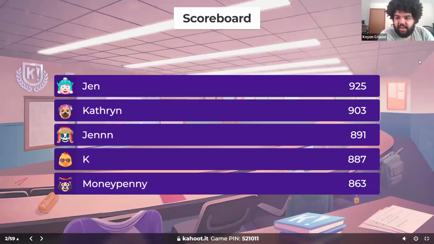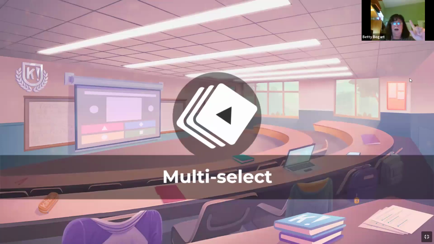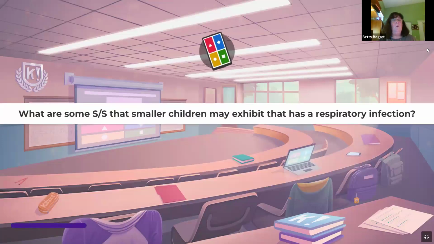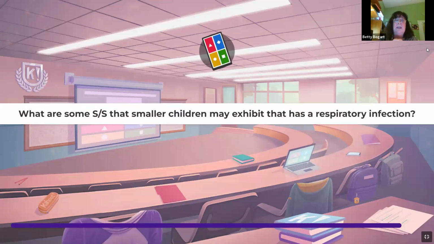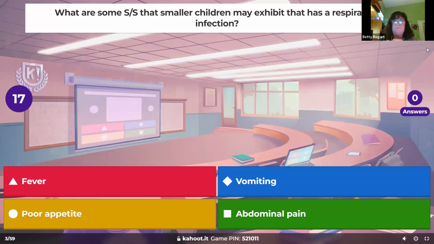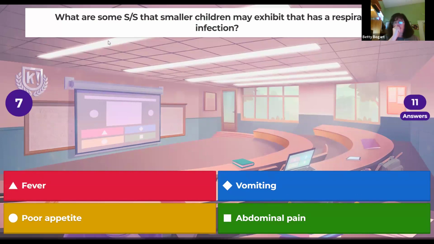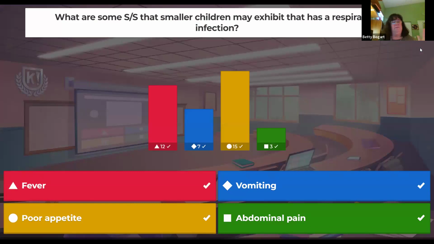I have a question about that. Okay, hold on a second. I'll get to you. Yes. Okay. What are some signs and symptoms that smaller children may exhibit that have a respiratory infection? Kids are everything. Fever, vomiting, not eating is the big thing.